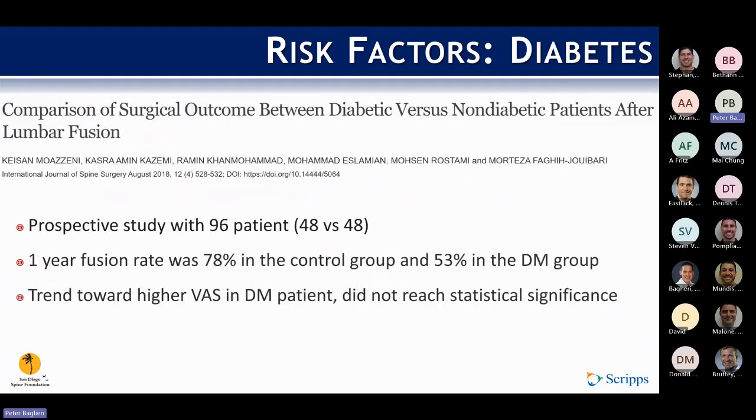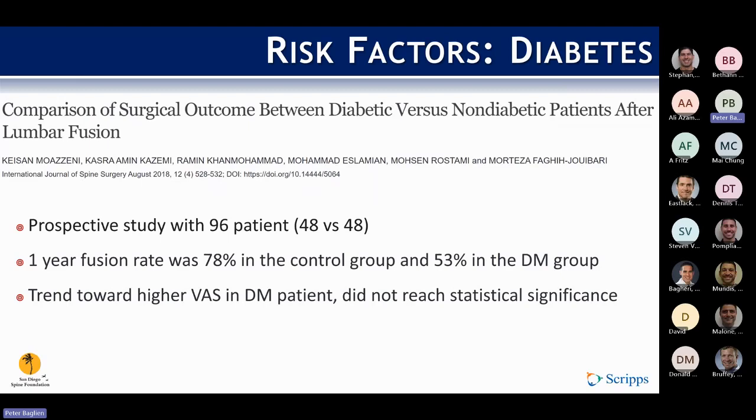In human models, it's a little variable. There are some papers out there, in a meta-analysis, that say there isn't much of a difference between at least non-insulin-dependent diabetics and non-diabetic patients. But I think this is probably one of the better studies out there in terms of design. It's a prospective study with 96 patients, with direct match cohorts.